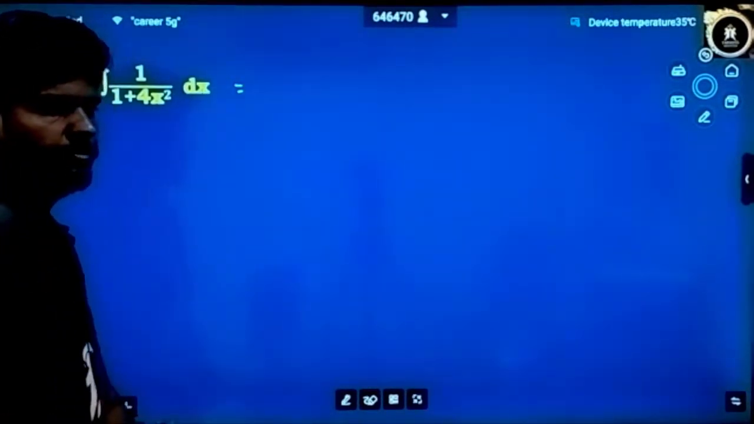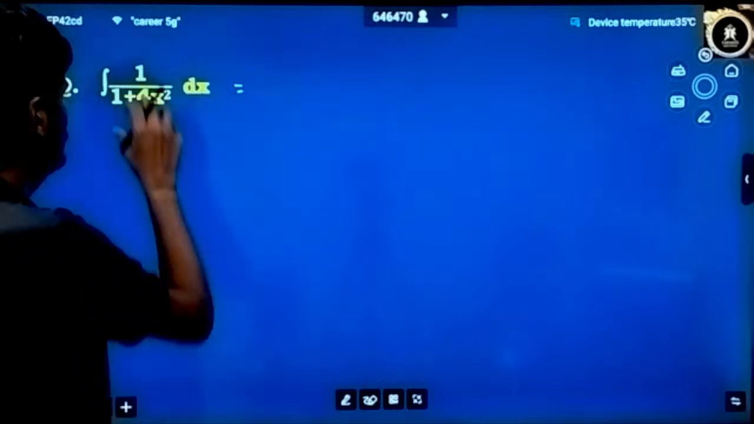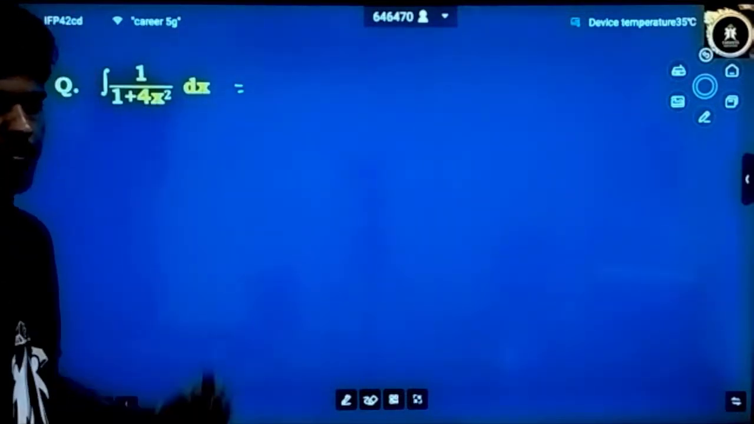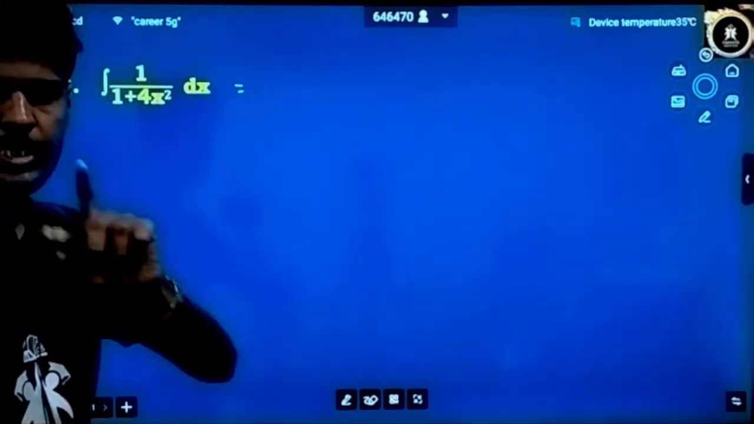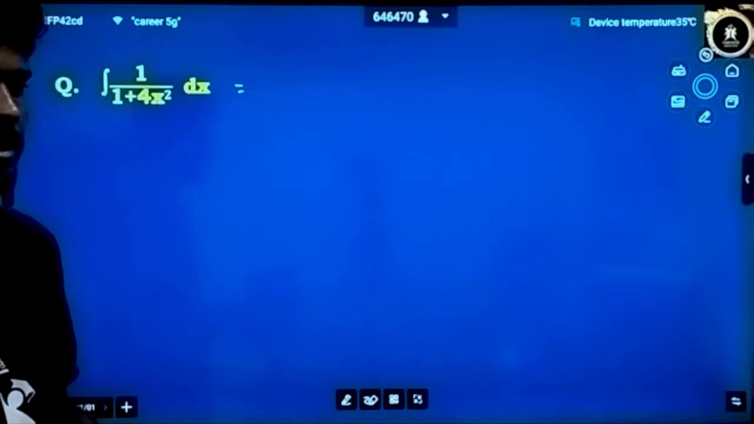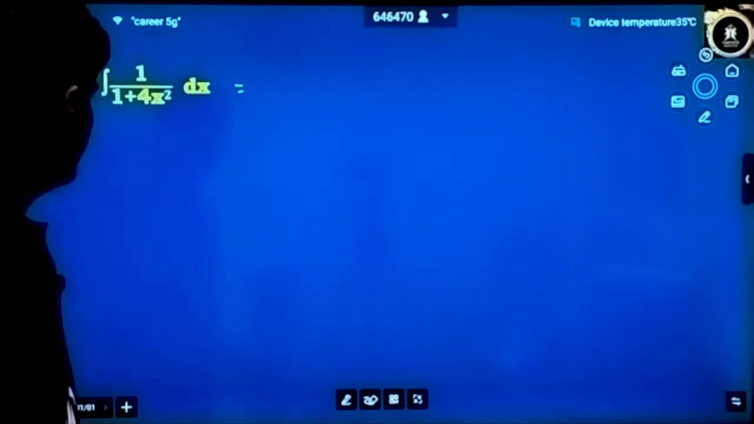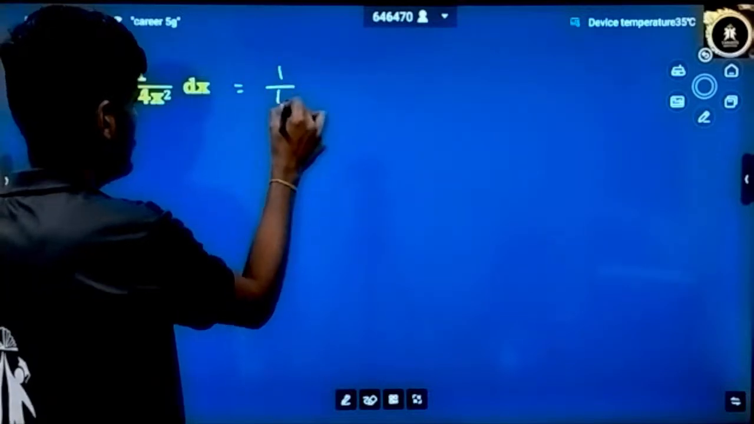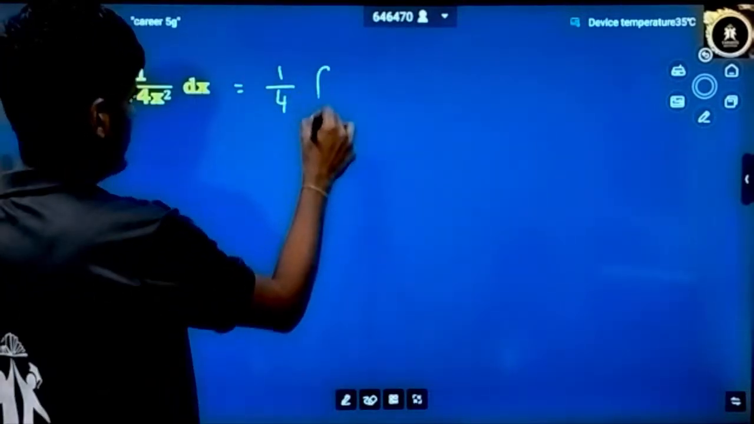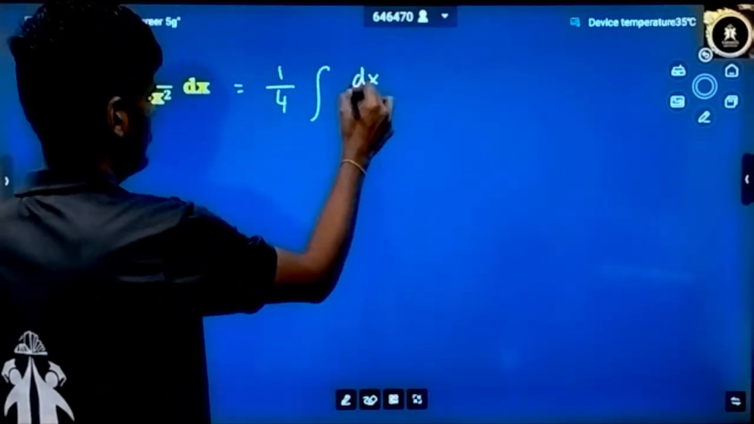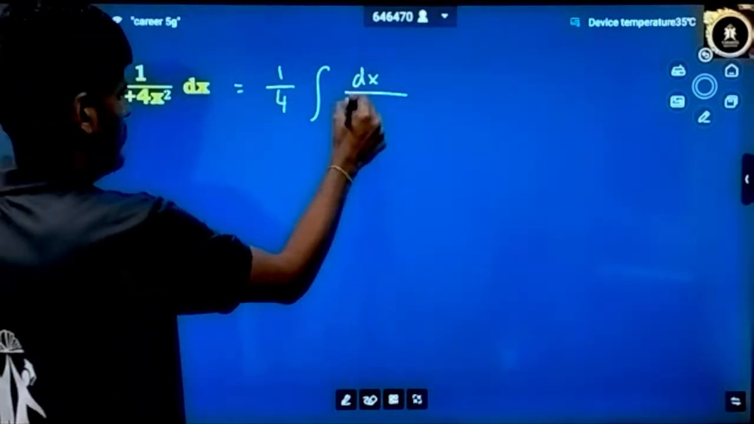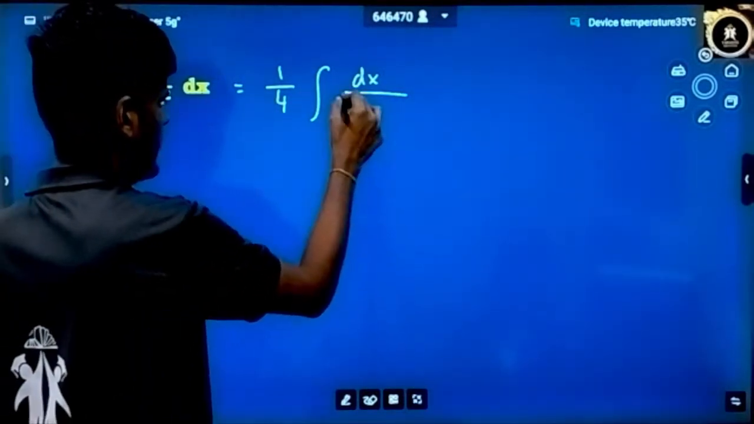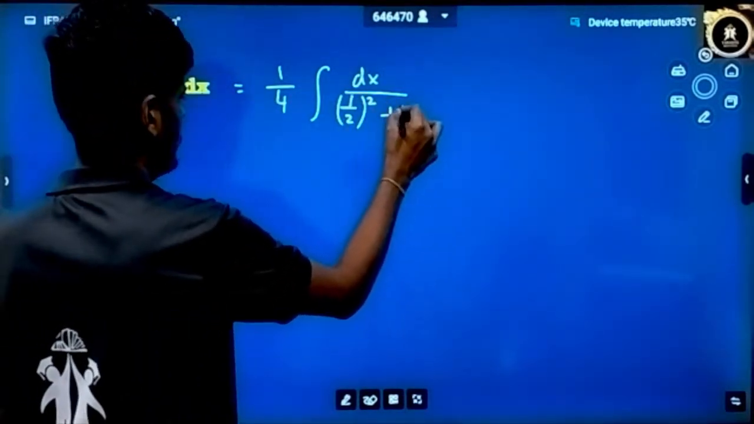dx by square root of 1 plus 4x square. Now what we need to do is make the coefficient of x square as 1. Always keep that in mind. First we take this 4 outside. Then we can write this as 1 by 4 integral of dx by, this term divided by 4, 1 by 4, that is (1 by 2) square plus x square.